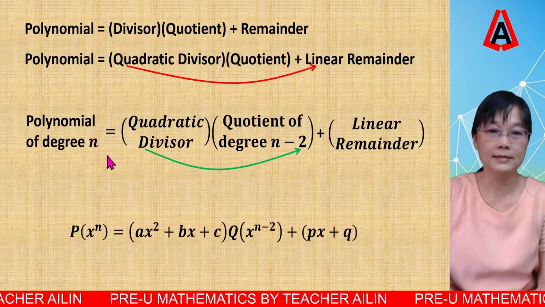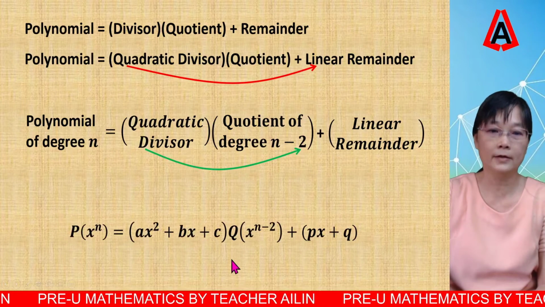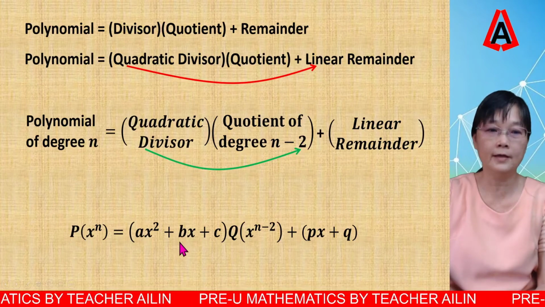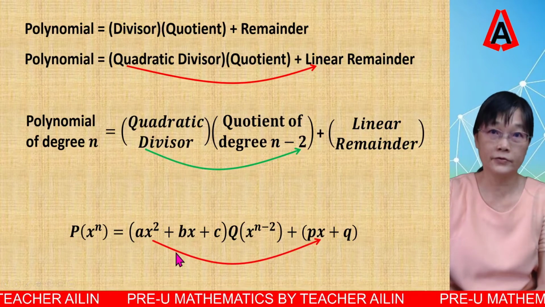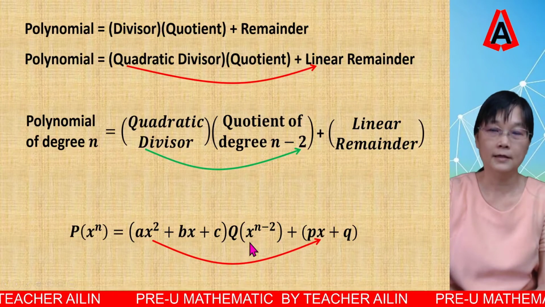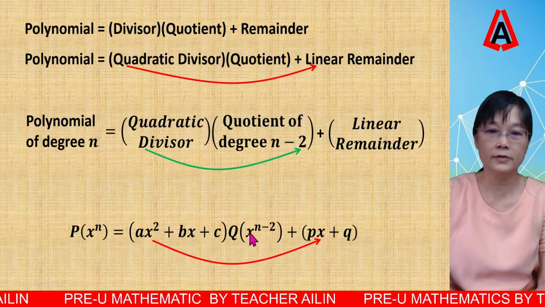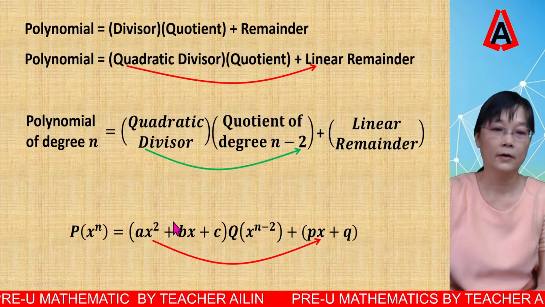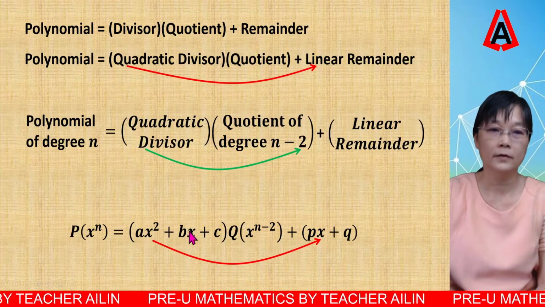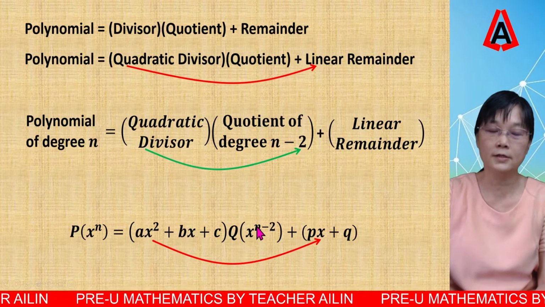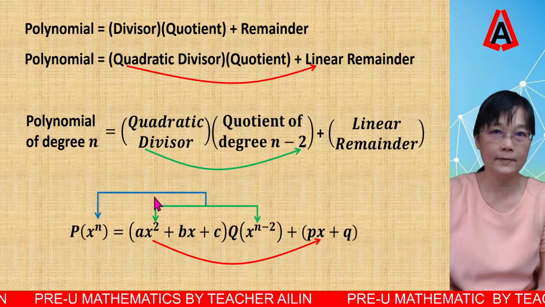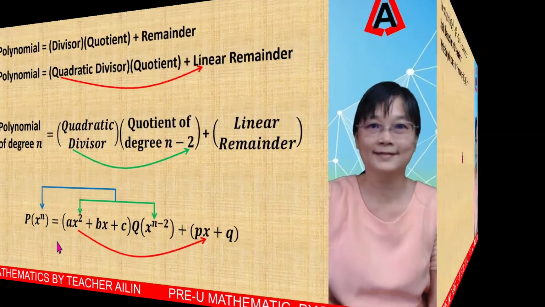When we write this in mathematical symbols, we can see that for a polynomial in degree of n, when the divisor is a quadratic, the remainder is linear. Then the degree of the quotient will reduce and become n minus 2. When we sum the highest power of x between the divisor and the quotient, we find that the sum of the power of x is the same as the polynomial.